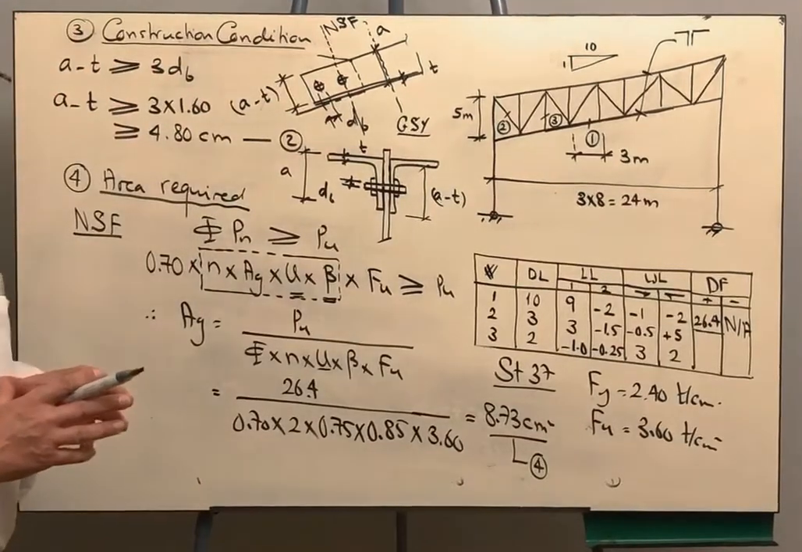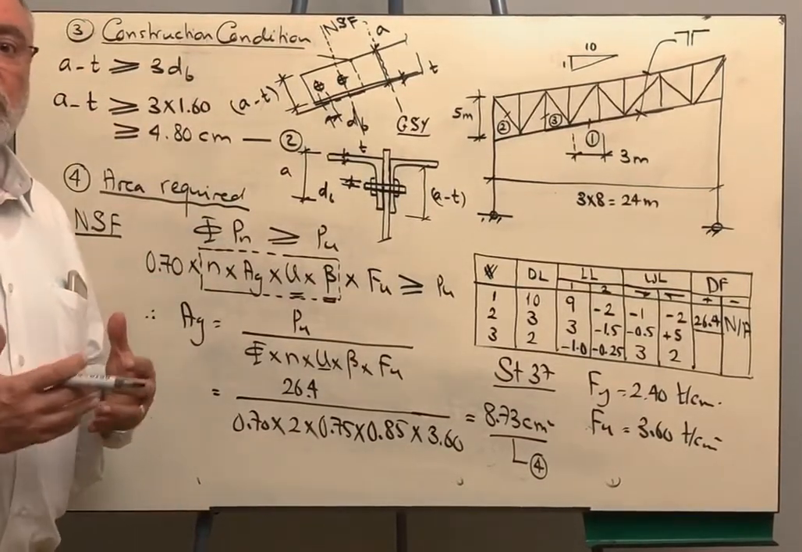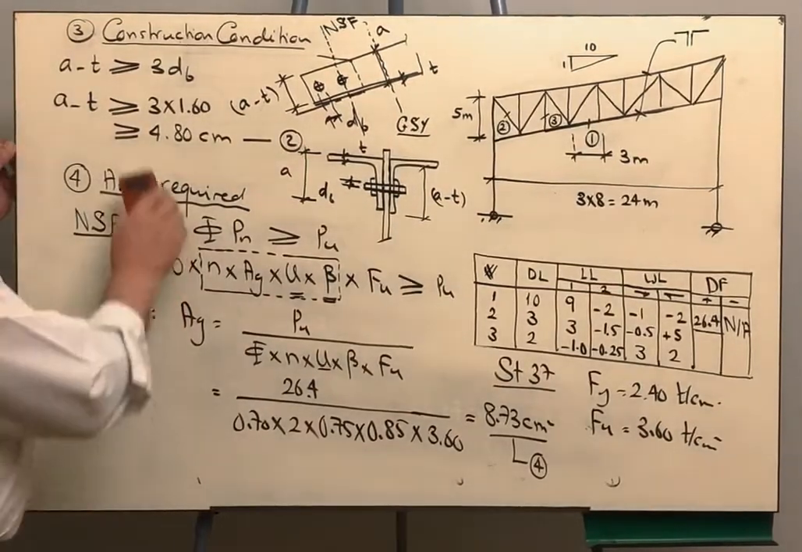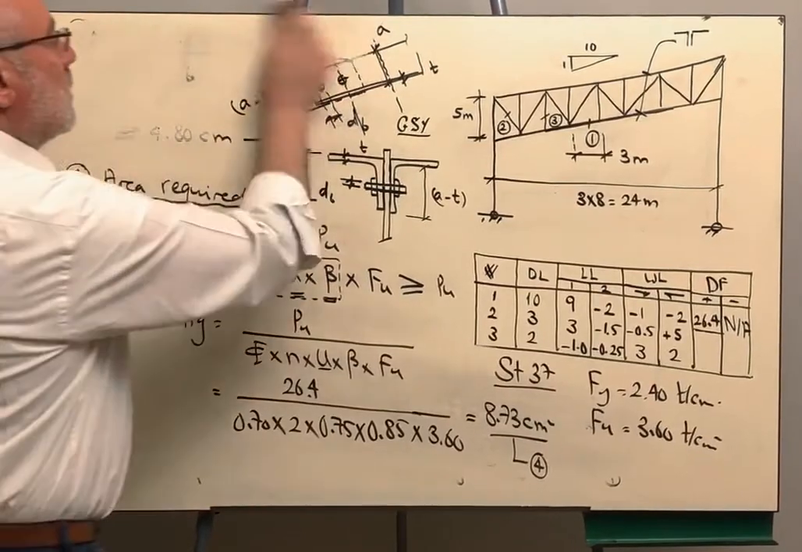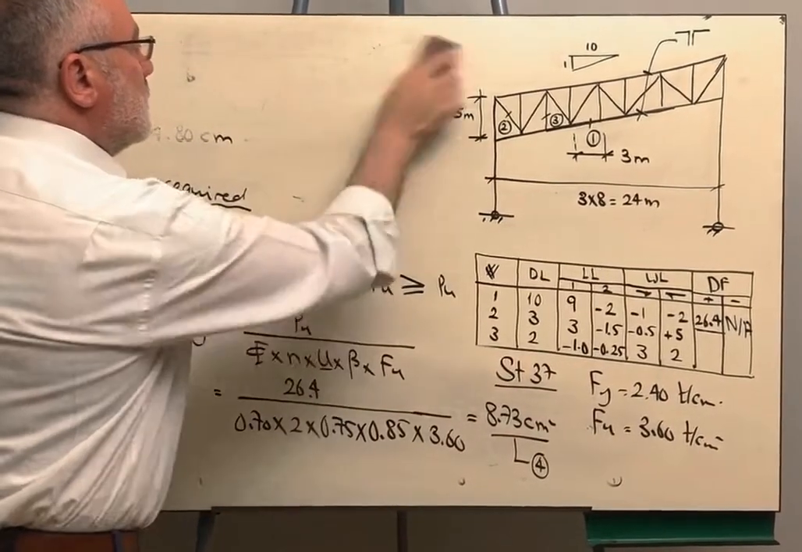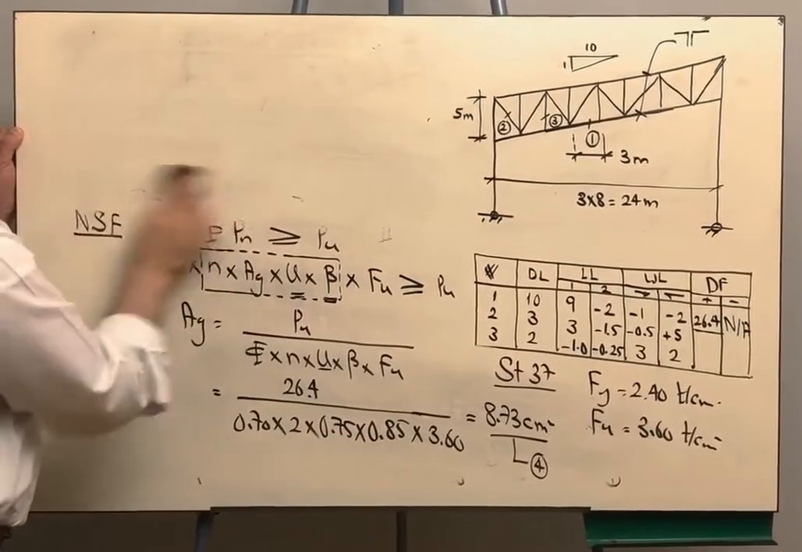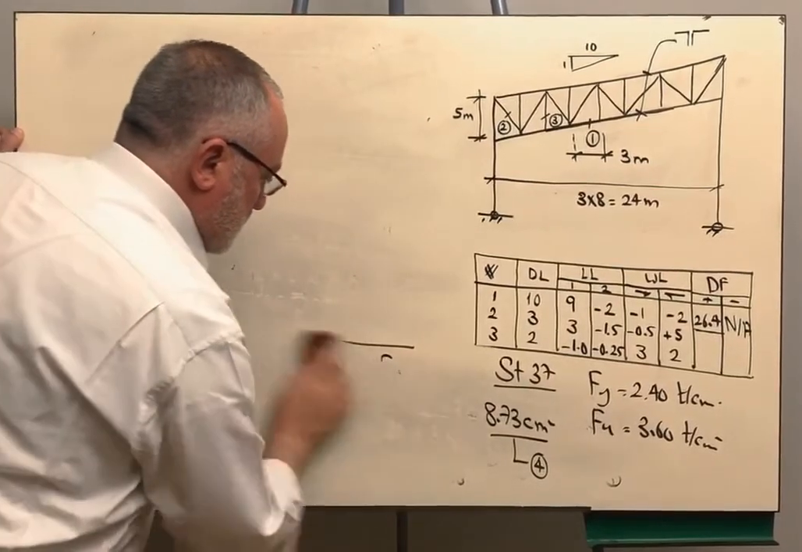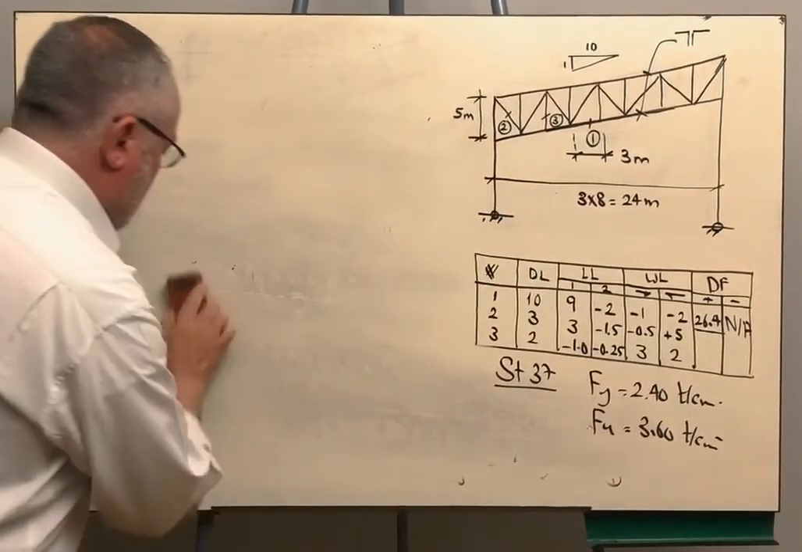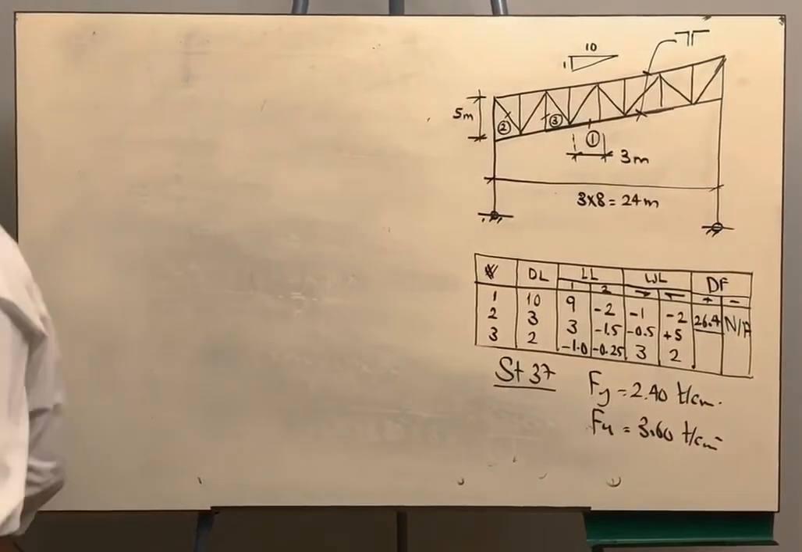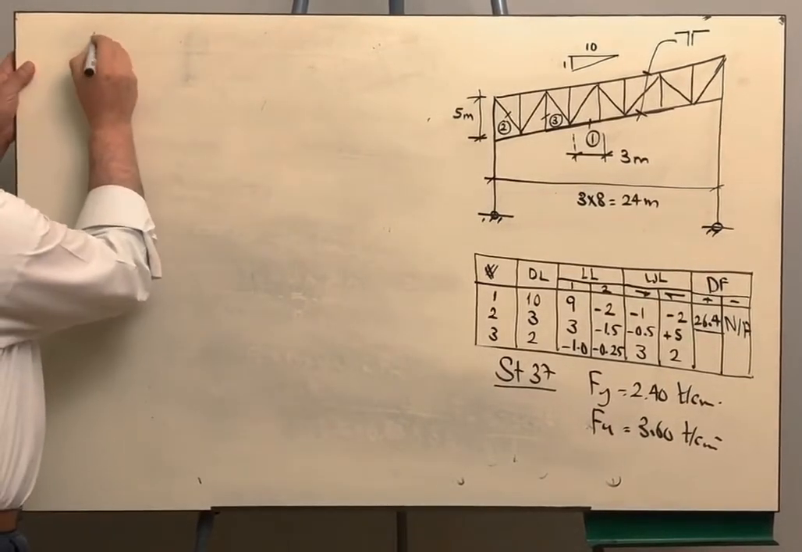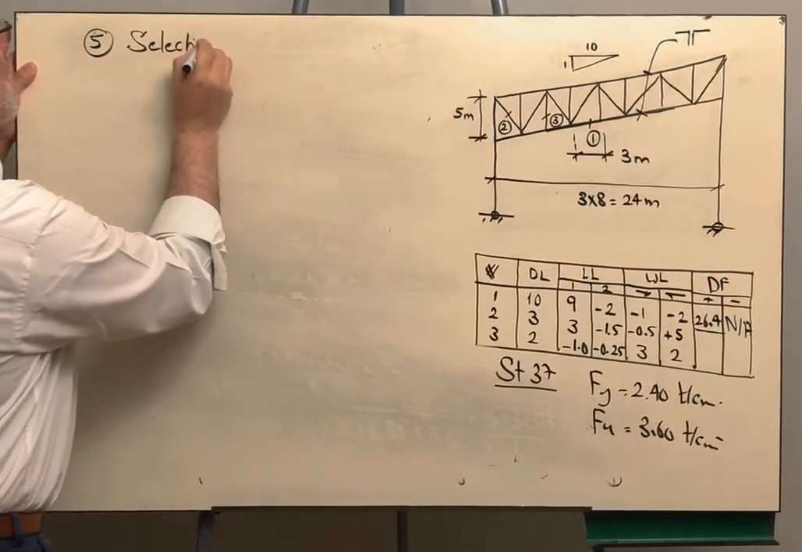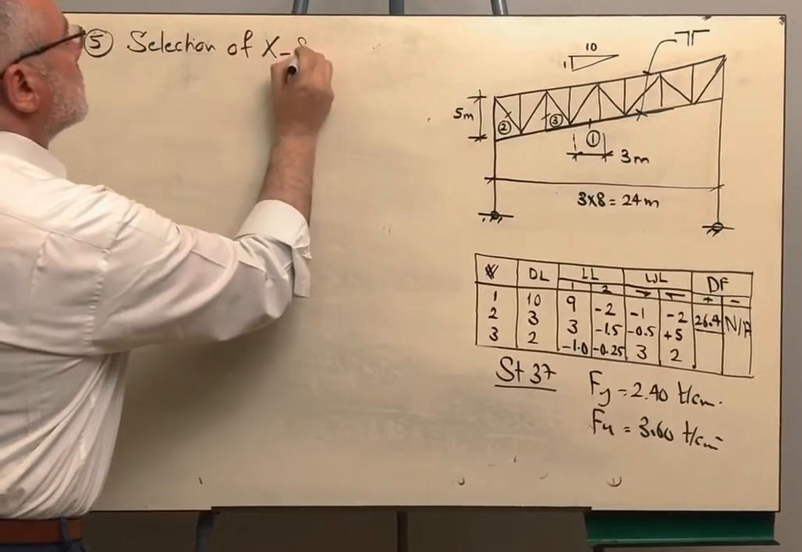So let us now list the conditions based on which we are going to select the angle, the 4 conditions that we have reached so far. So the 5th step is the selection of cross section.